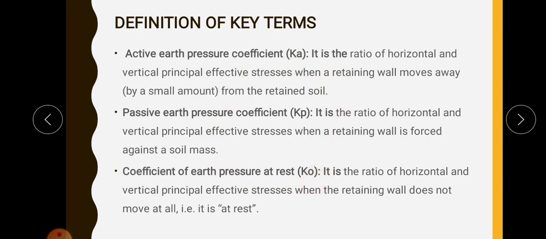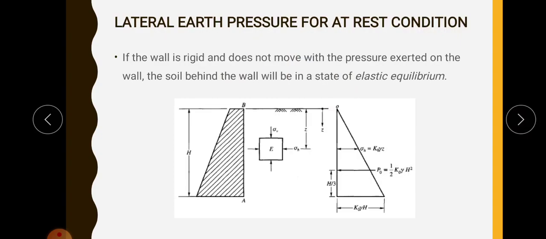These are the coefficients of earth pressure that we have to discuss in each of these theories. So you should be thorough about this earth pressure coefficient. It is the ratio of horizontal stress to vertical stress. First we can discuss the lateral earth pressure at rest condition. In coming lectures we are going to find equations for calculating lateral earth pressure in three conditions: active condition, passive condition, and at rest condition. First we discuss the lateral earth pressure for at rest condition.